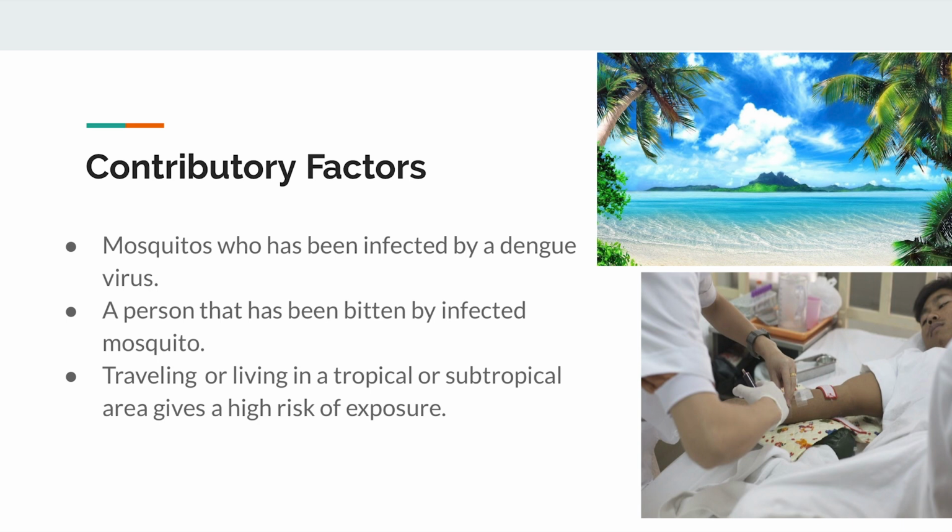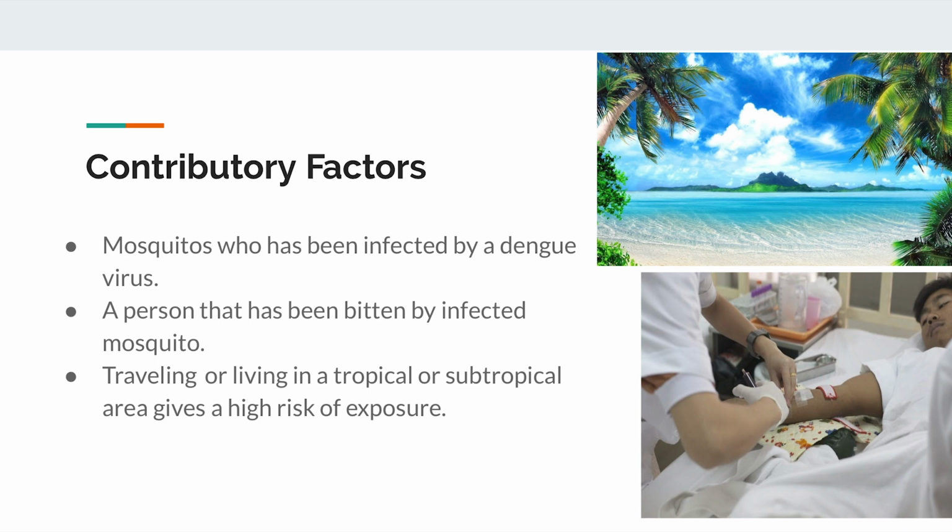Factors that contribute to getting dengue. The contributing factors are mosquitoes who have been infected by a dengue virus, a person that has been bitten by an infected mosquito, or a person who is traveling or living in a tropical or subtropical area, which gives a high risk of exposure. A subtropical area is more so hot and humid with short, mild winters and very short seasons such as autumn and spring.